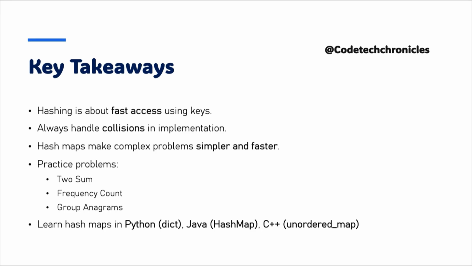Let's recap what we have learned today. Hashing enables fast access using keys. Always implement proper collision handling. Hash maps simplify logic and make your code cleaner and faster. Practice problems to master two-sum, frequency count, group anagrams. And don't forget, learn hash maps in multiple languages: Python, Java, C++.